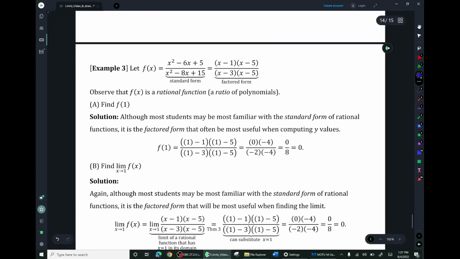Let's go on. Example 3. In this example, f of x is this messy function. This is what's called a rational function. It's a ratio of polynomials. This is the standard form. This is what you call the factored form.